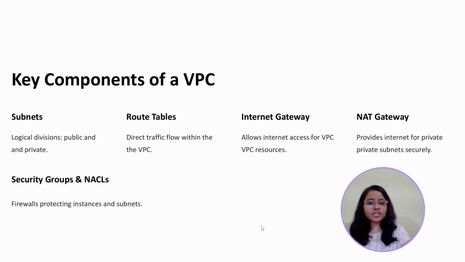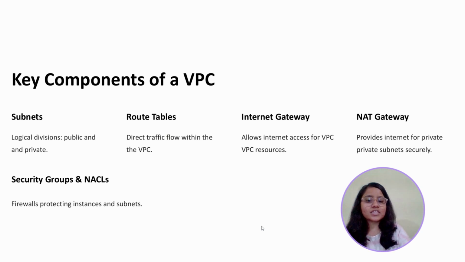Fifth one is the security group. Think of these as virtual firewalls for your EC2 instances. They control inbound and outbound traffic at the instance level and are stateful, meaning response traffic is automatically allowed. I have shown you about security groups in EC2 instances. I hope you remember about the security groups.